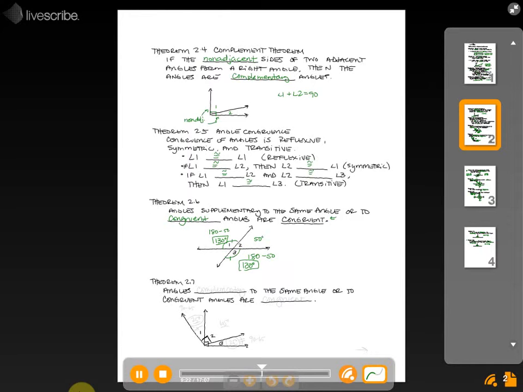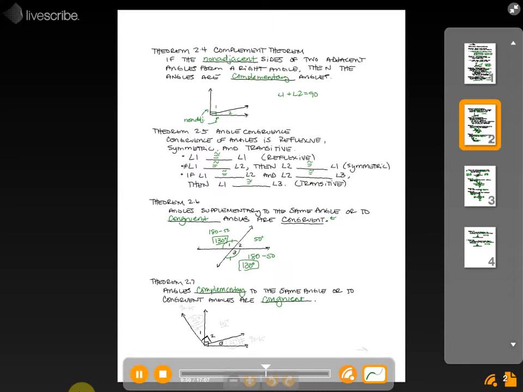Now, Theorem 2.7 is the same idea, except it deals with right angles. It says angles complementary to the same angle or to congruent angles are congruent. We're going to do the same thing we did on Theorem 2.6.